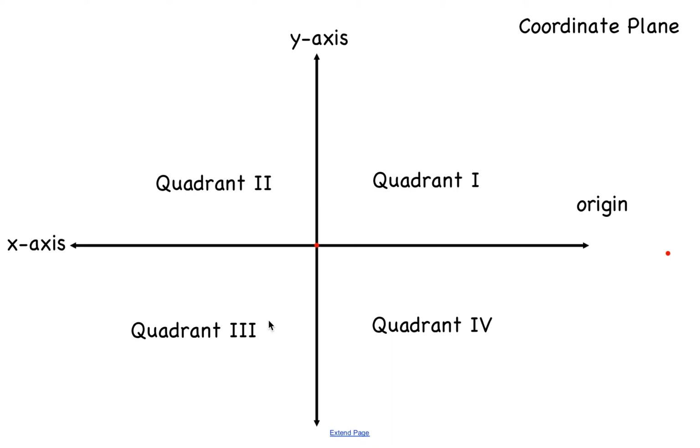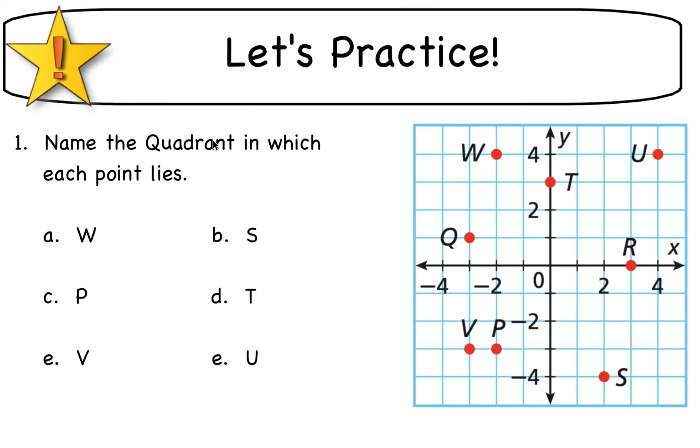When we're writing ordered pairs, we always write the x coordinate first and the y coordinate last. Now, x numbers go left and right, y coordinates go up and down. I'll explain that some more in a minute. First of all, let's practice naming which quadrant the point is in.